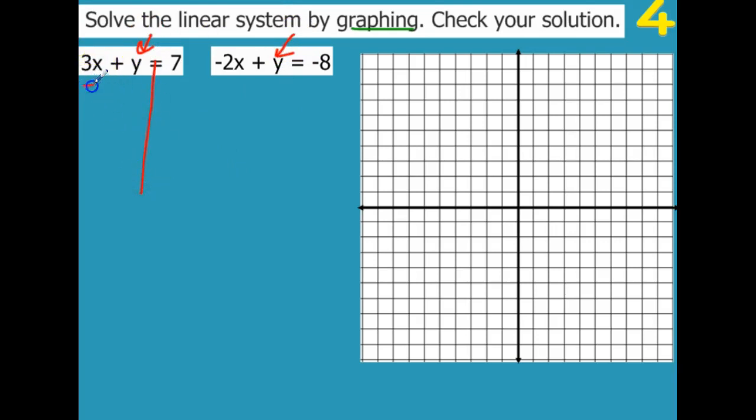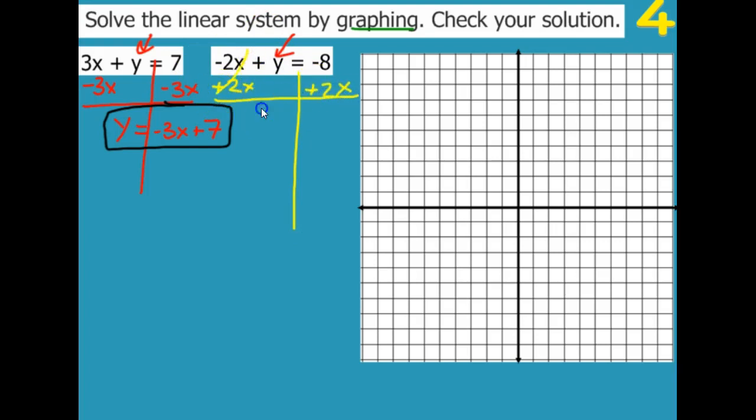So in order to graph this one, I'm going to subtract 3x. So I have y equals negative 3x plus 7, because we write our x's first. So that one's ready to graph. And then we're going to solve the other one as well. Same thing here, I want y by myself, so I'm going to add 2x on both sides. So I have y equals 2x minus 8, and that is also now ready to graph.